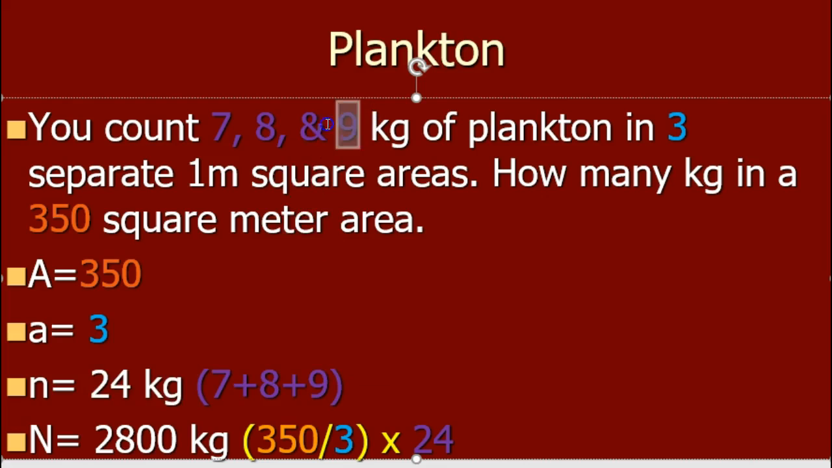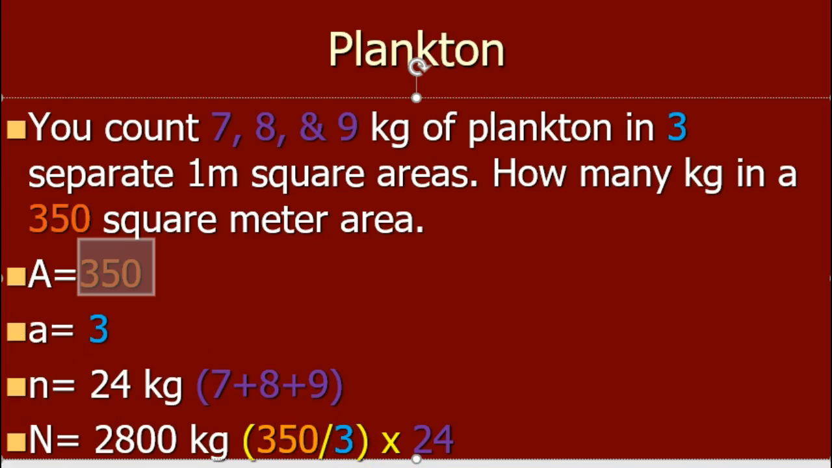This is where you take these kilograms and add them together for 24 kilos. Then we would ask, what would the total weight be? It would be the 24 kilos. You would have the 3 square meter areas that we measured, and then a total of 350. So when you plop that into the equation, it's 350 divided by 3 times a total of 24 kilos.